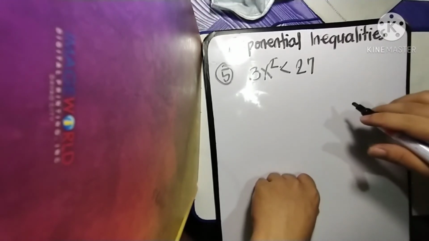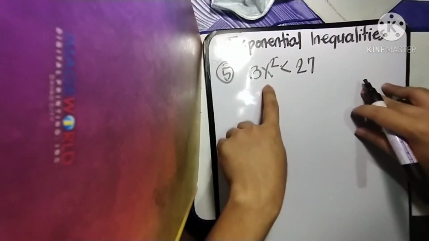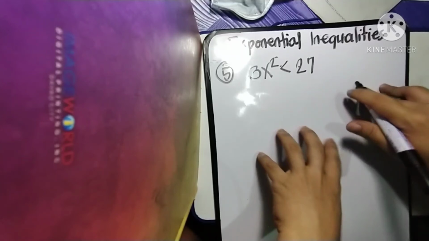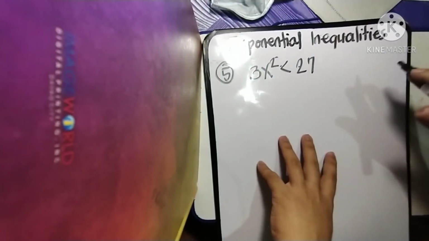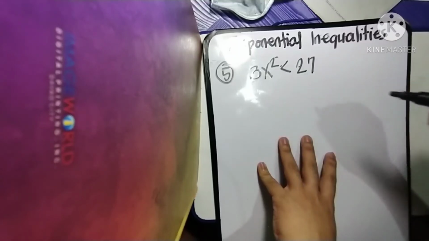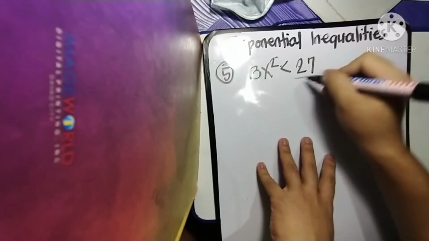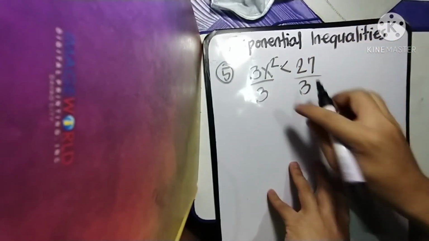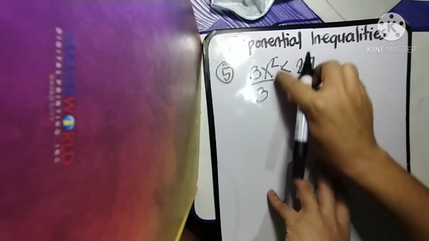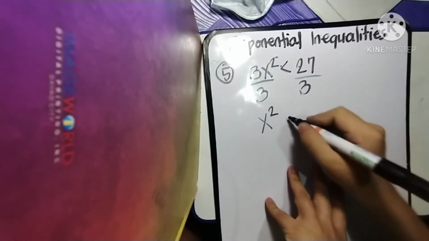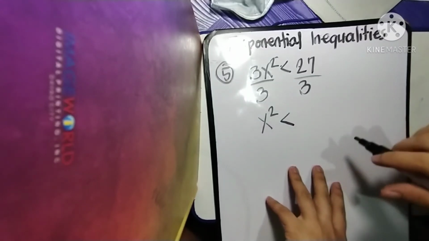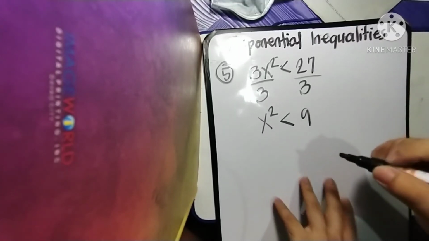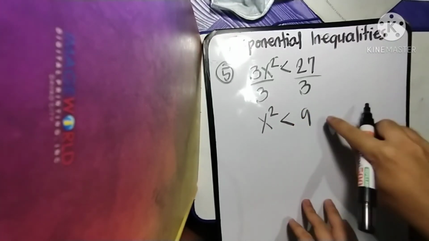Okay, next example, number 5, is 3x squared is less than 27. Okay, so we need to find automatically the value of our x. So to find the value of x, apply division property of equality by dividing both sides by positive 3. So 3x squared divided by 3. 3 divided by 3 is 1 times x squared is x squared. Copy the symbol of inequality. Then 27 divided by 3 is 9. Okay, so we have x squared is less than positive 9.